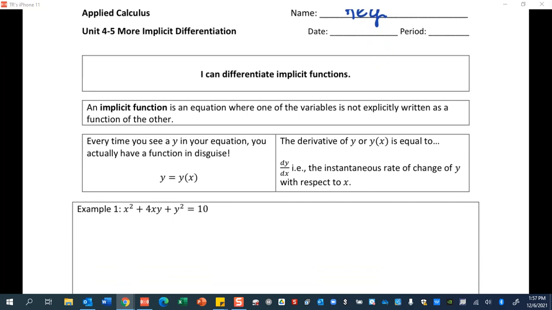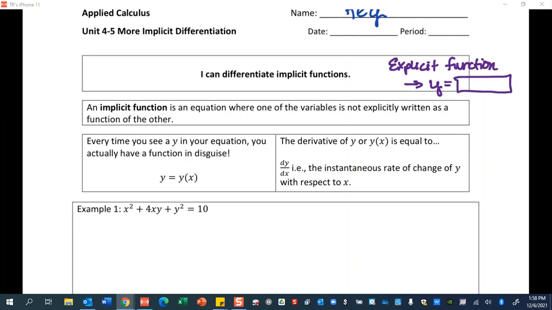Review. An implicit function is a function where one of the variables is not explicitly written as a function of the other. Every time you see y in your equation, you have a function in disguise. The derivative of y, or y of x, is equal to dy dx, i.e. the instantaneous rate of change. If it's easier for you to write down what you can talk about as an explicit function, give yourself a note that an explicit function is when it's written as y is equal to.